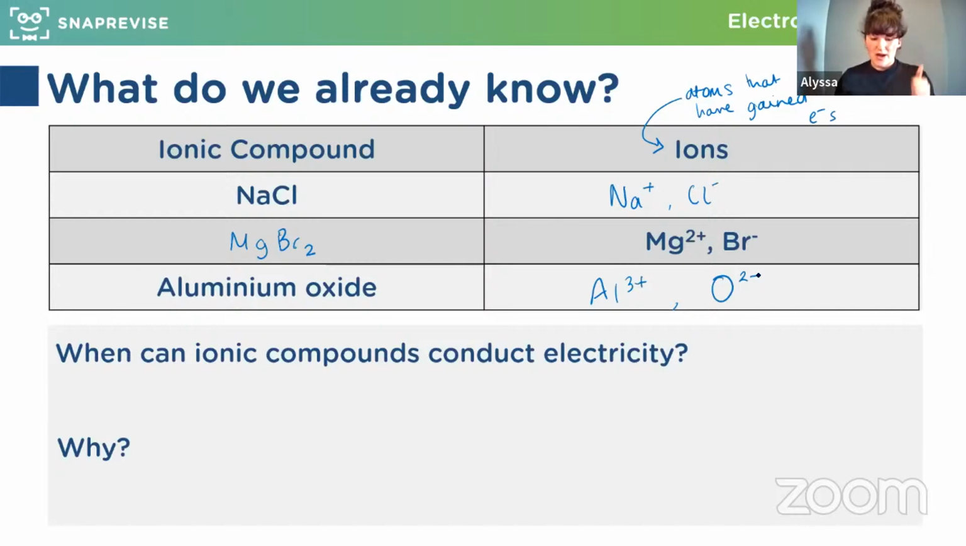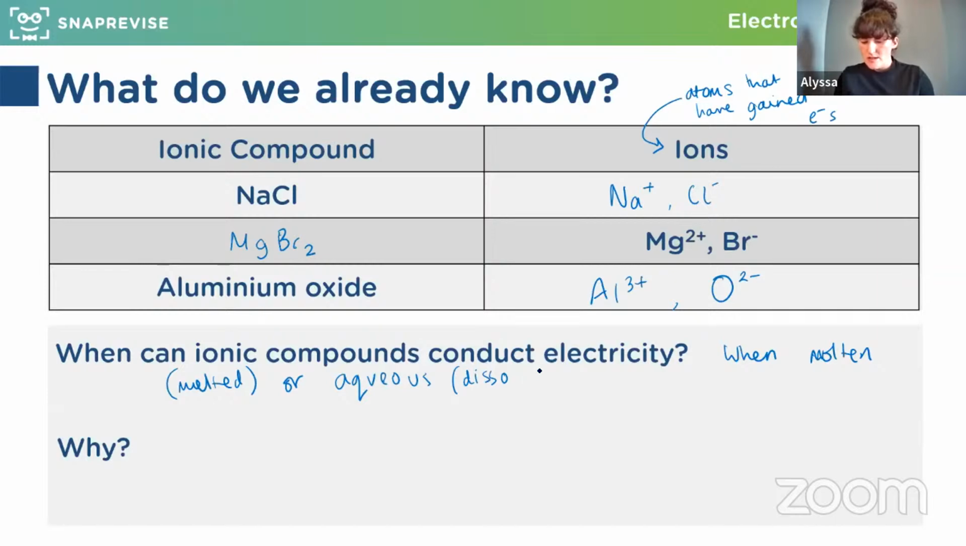Lovely. When molten or aqueous. Fantastic. So ionic compounds can conduct electricity when molten. Molten means melted, and I'm going to put that in brackets, as in when they are in the liquid state. Or aqueous, aqueous meaning dissolved in water. Aqua for water. So ionic compounds can conduct electricity when they are molten, melted, or aqueous.